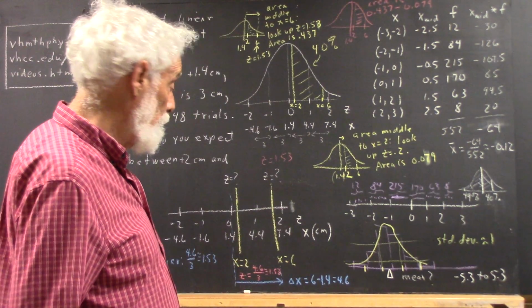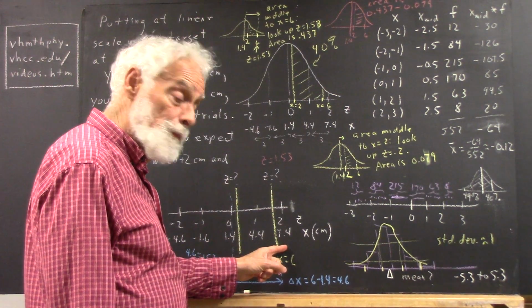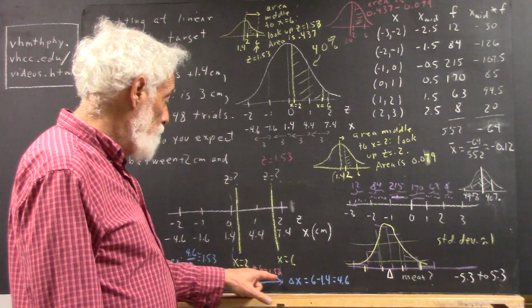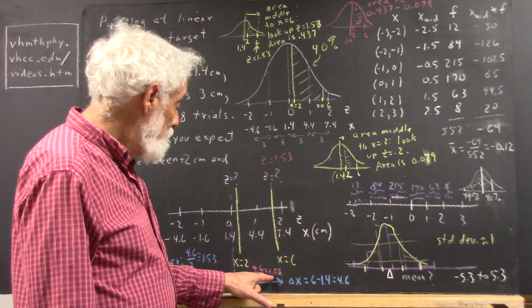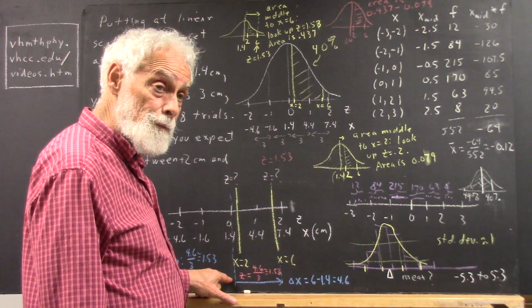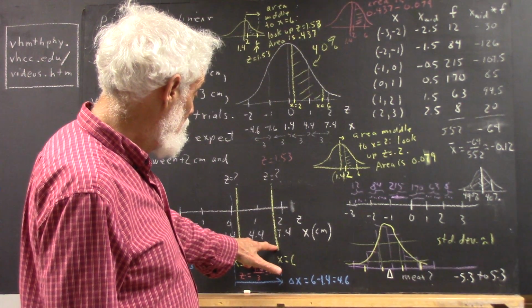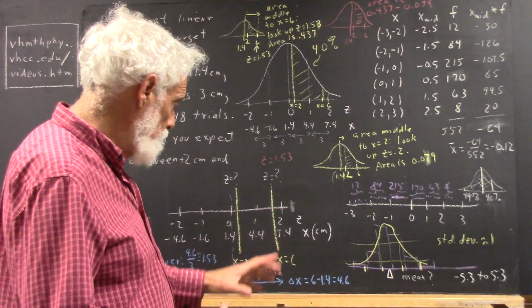We can calculate that. We simply divide the distance from 1.4 to 6, which is 4.6, by the standard deviation 3, and we get 1.53. So that's our z value. The z value is how far it is from here to here, divided by the standard deviation. That should click. That should make sense.